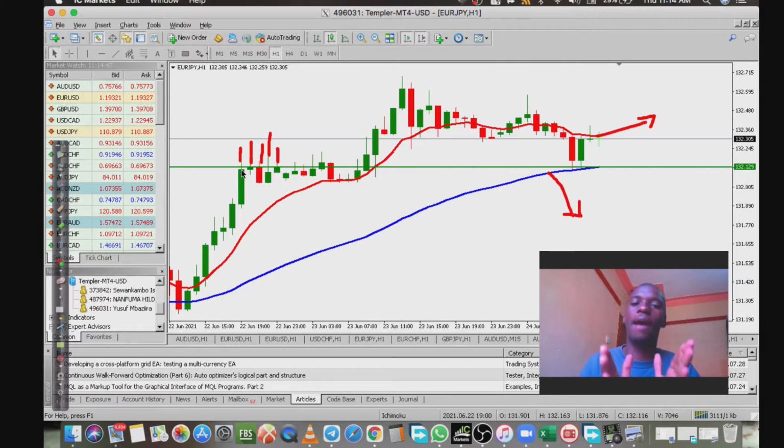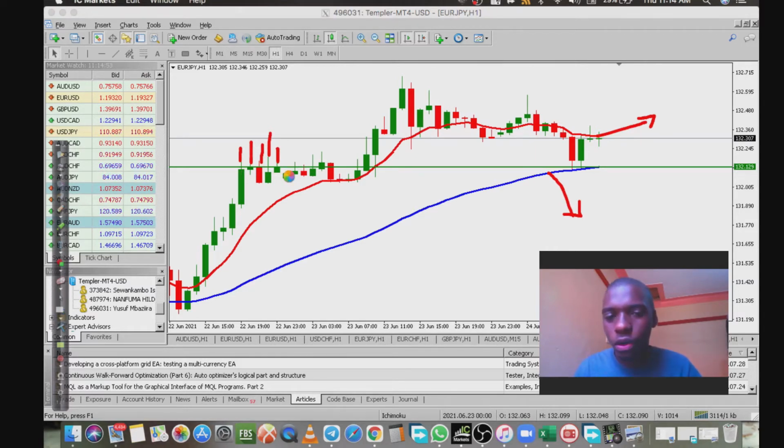So when the previous candle closes, then the next candle opens and closes, this definitely means that we shall have to drop the other candle.